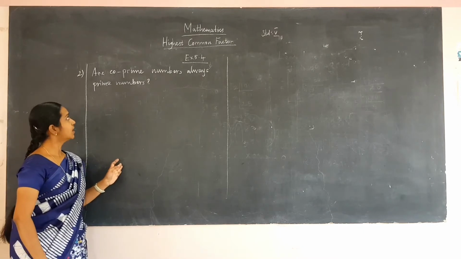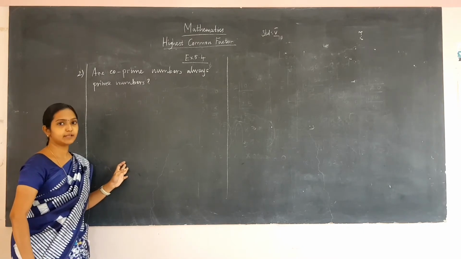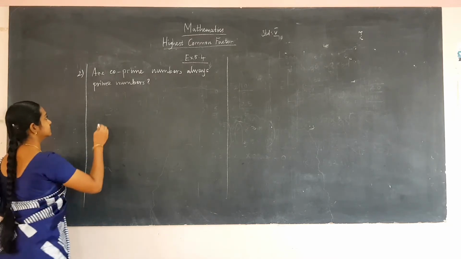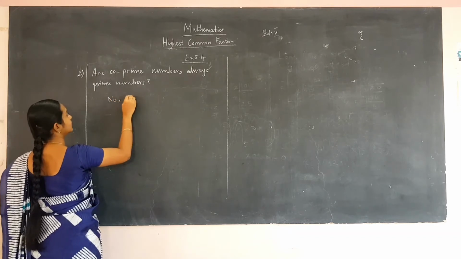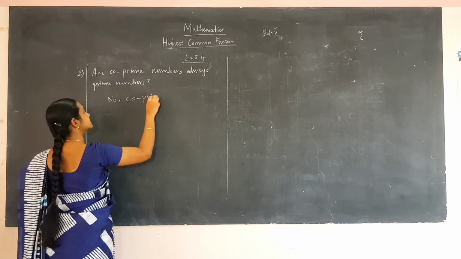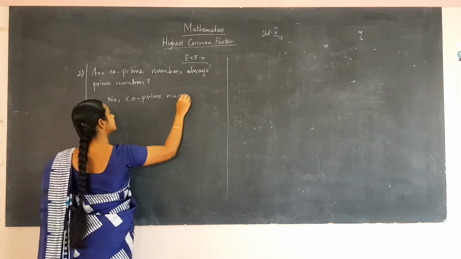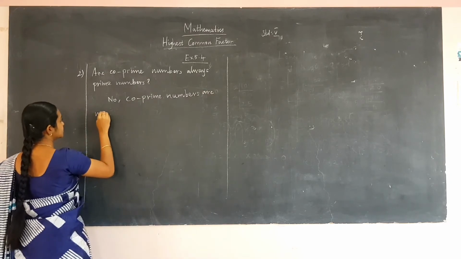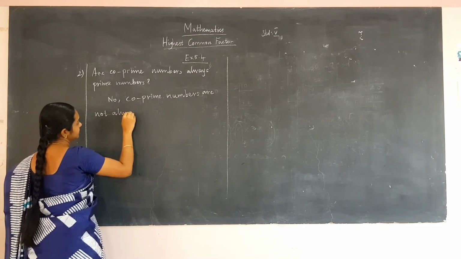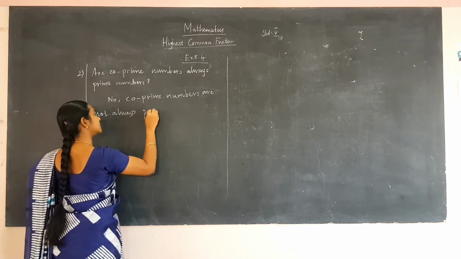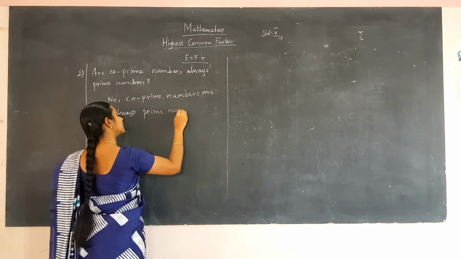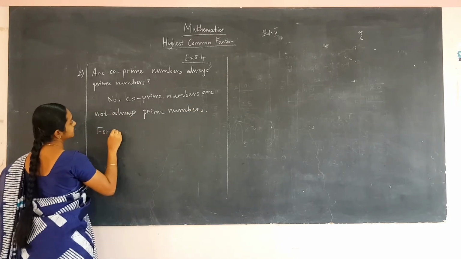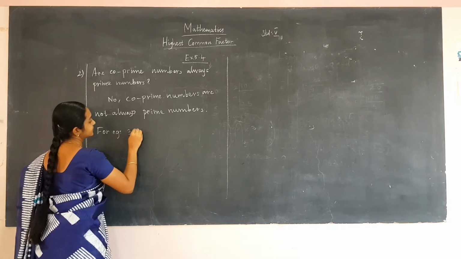The second question is, are co-prime numbers always prime numbers? We can say that no. Co-prime numbers are not always prime numbers. For example, 3 and 4.